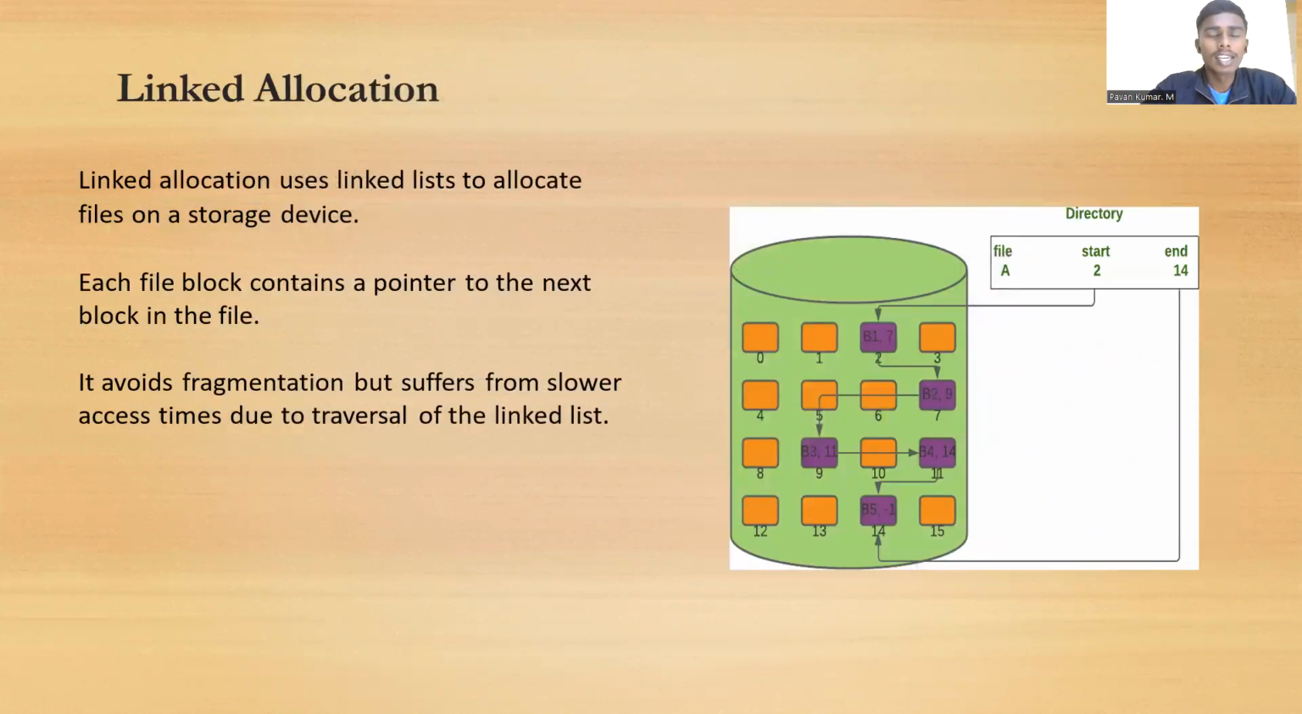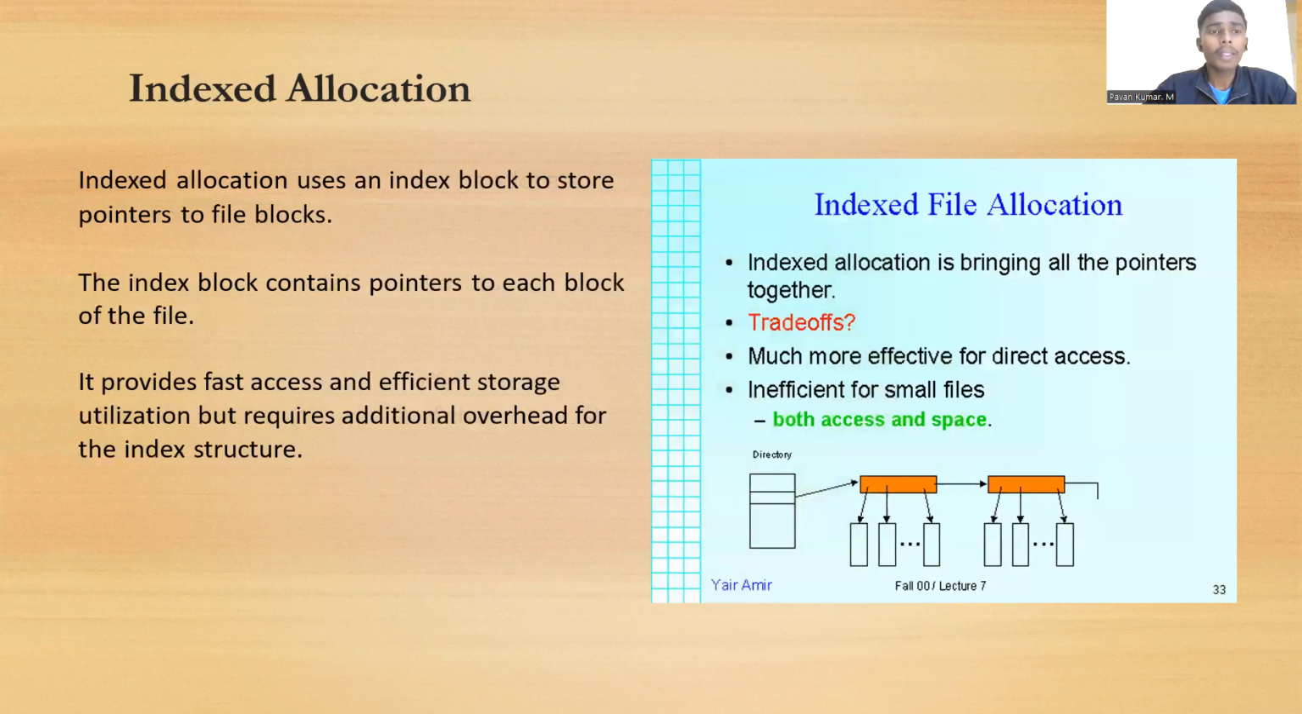Linked allocation. Linked allocation uses a linked list to allocate files on a storage device, with each file block containing a pointer to the next block in the file. It avoids fragmentation but suffers from slower access times due to traversal of the linked list.